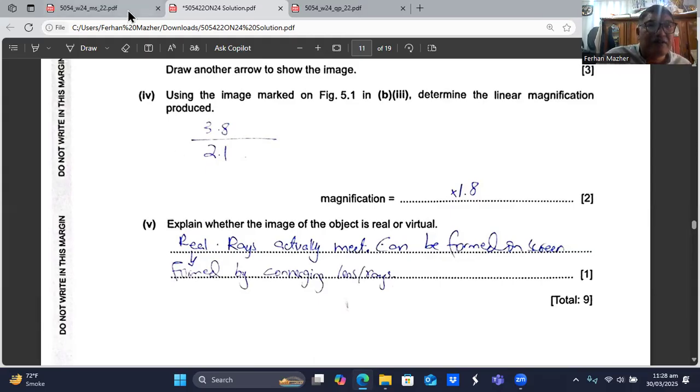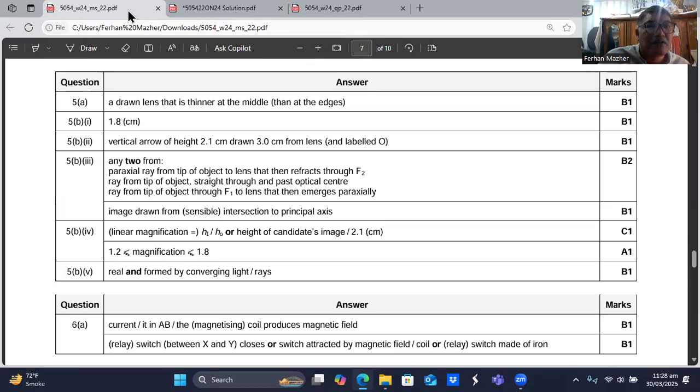I can show you the marking scheme. In the marking scheme, the answer is 1.8. It says it can be from 1.2 to 1.8. Even if you divide, let me use the calculator. If you take the right values, 4.2, these are the values which she used. 4.2 divided by 3, the distance of the image divided by the distance of the object, you get 1.4. That is in that range.